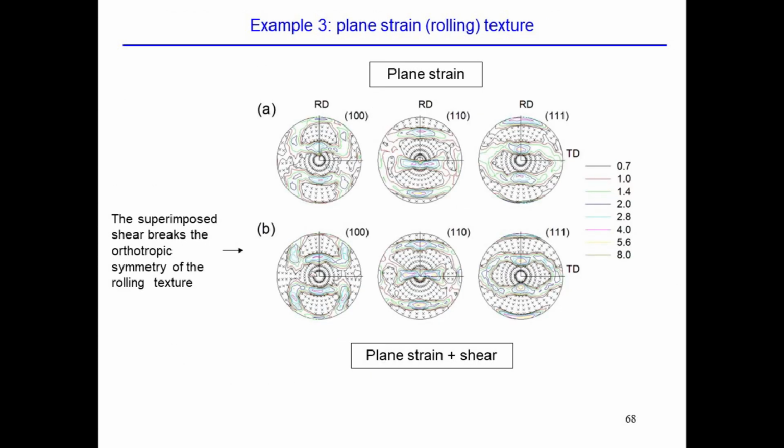So when you do that, what you get is the following. If you do plane strain, you get the texture that I showed before, just plane strain. But if you do plane strain with shear, you get a texture that is a bit rotated with respect to this one. It's not quite orthotropic. You can see you have this component that is missing at that position. So of course this may be an issue for some forming operations.